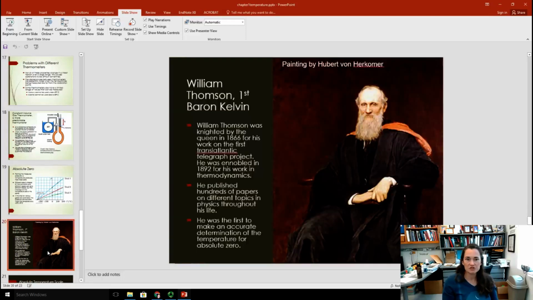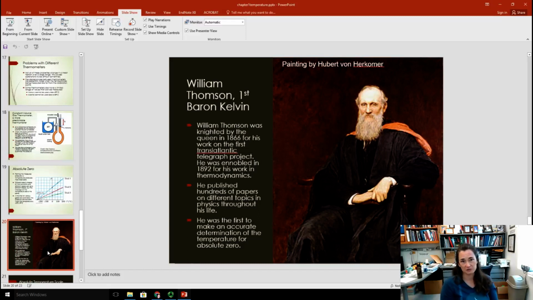Now, it took William Thomson, the first Baron Kelvin, it took his work to realize and measure for the first time what this temperature, which he coined absolute zero, really was. So William Thomson was the first physicist to say, hey, this is at about minus 273.15. I think his first reporting of the temperature was actually minus 269 degrees Celsius, but for the time it was a very accurate determination of the temperature of absolute zero. And he coined the term absolute zero.